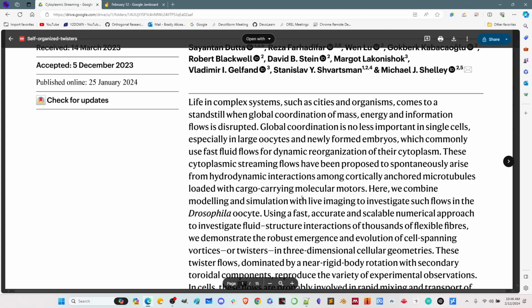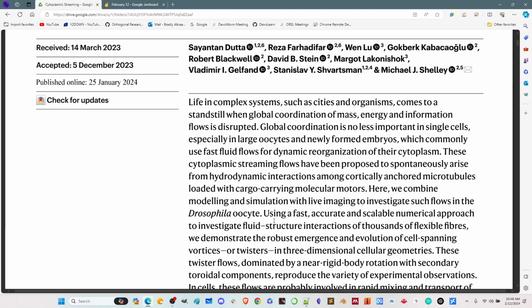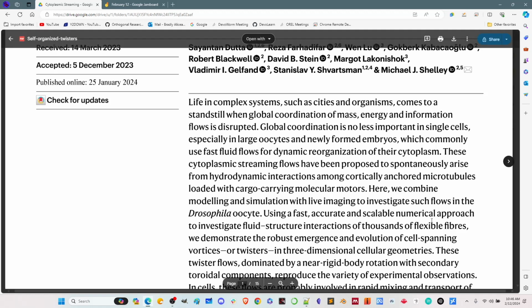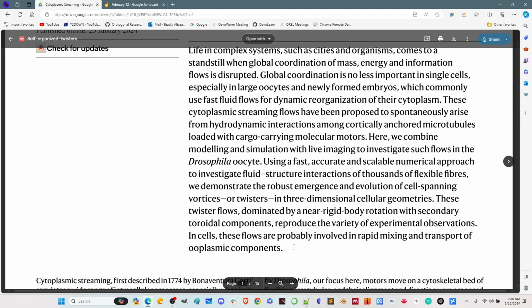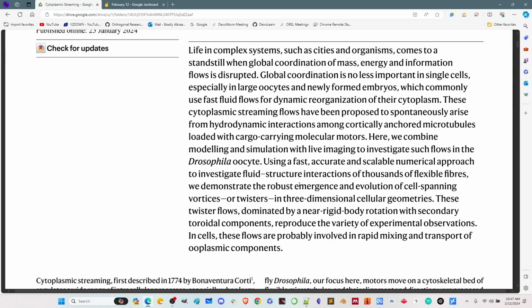Here we combine modeling and simulation with live imaging to investigate such flows in the Drosophila oocyte. So this is in a model organism, the Drosophila oocyte in the embryo. Using a fast, accurate, and scalable numerical approach to investigating fluid-structure interactions with thousands of flexible fibers, we demonstrate the robust emergence and evolution of cell-spanning vortices, or twisters, in three-dimensional cellular geometries. So now they're talking about how these things emerge and maintain themselves, and they are these cell-spanning vortices or twisters. So there are these vortexes that exist within the cell, and they go across the cell, and they coordinate these streaming events. And so they actually model the geometry of this in cells, which is important for being specific about how these streams affect morphogenesis.